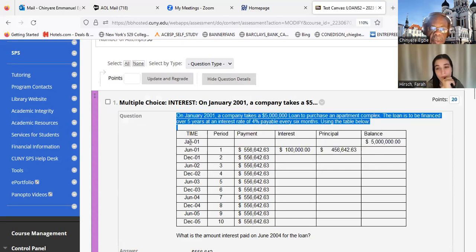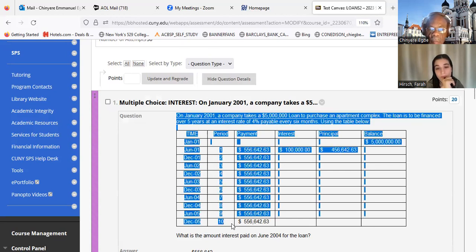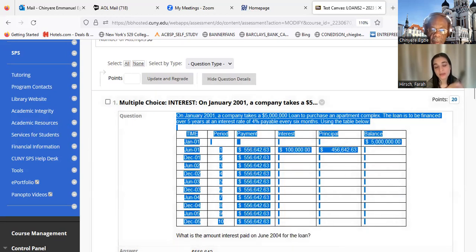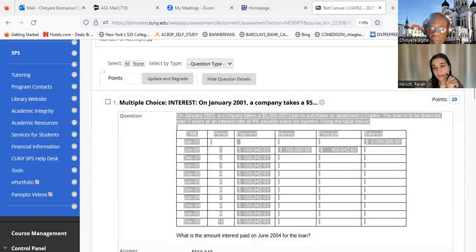So let us then try to put it on a spreadsheet, because we have to jump forward to the moment in time for June 2004, right? You have to find the interest payment at that time. I'm going to put this on a spreadsheet, and then I'll pull up the screen so you can see what's going on.